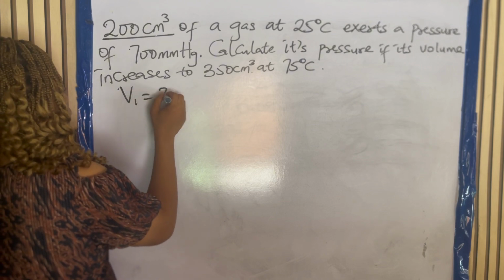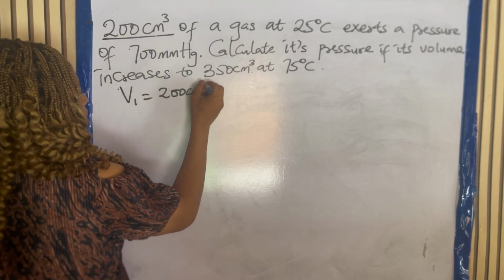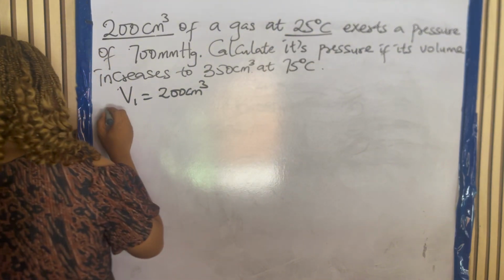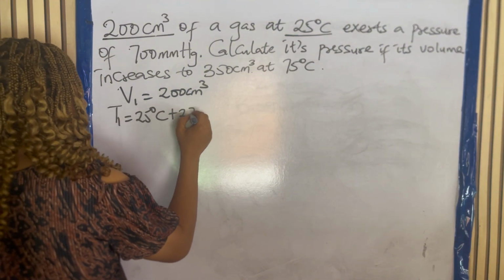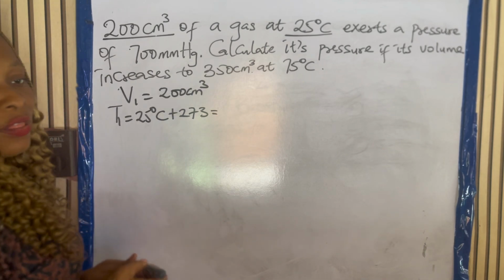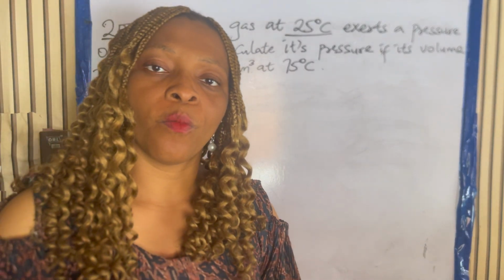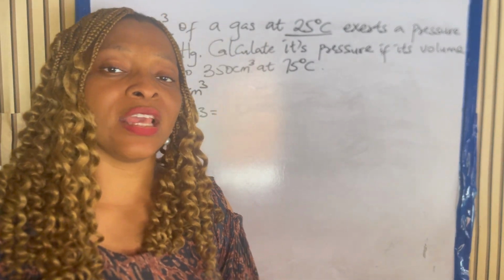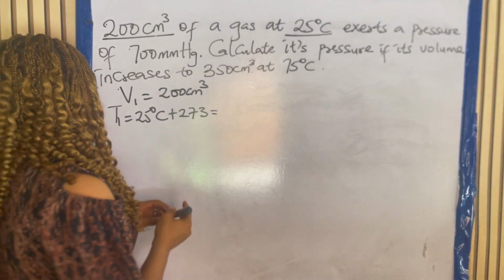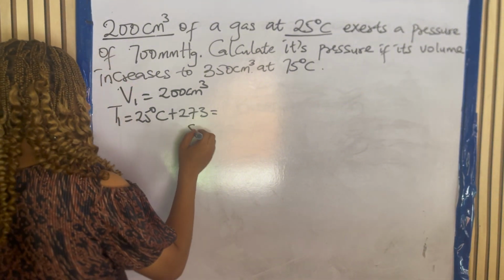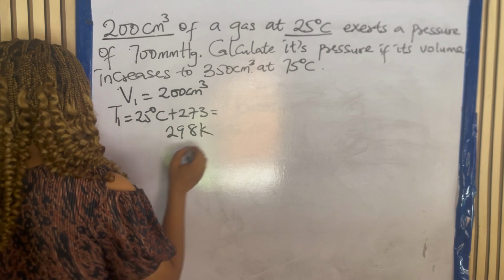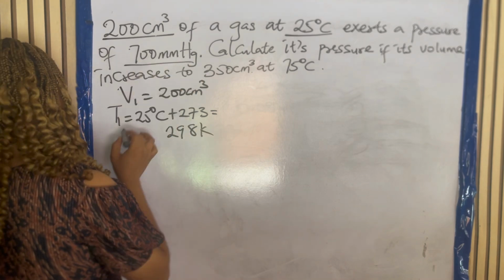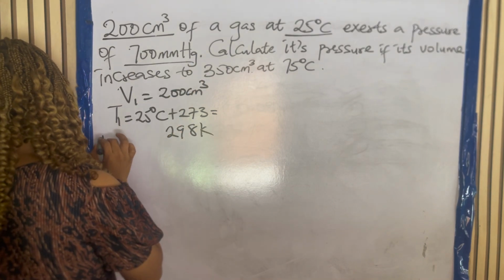So V1 is 200 cm cube. Followed by T1. T1 is what? 25 degrees Celsius. Quickly add 273 to it. Remember, everything you are solving under gas law must be converted. The temperature must be in Kelvin. So add up. This will be what? 298 Kelvin. Then you also have this pressure. Millimeter mercury is pressure.